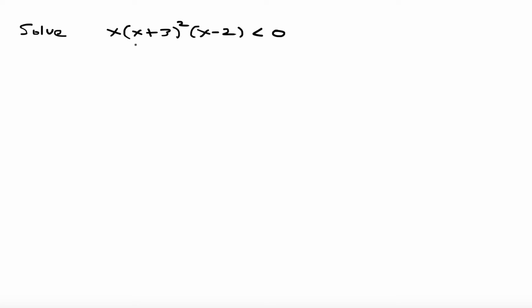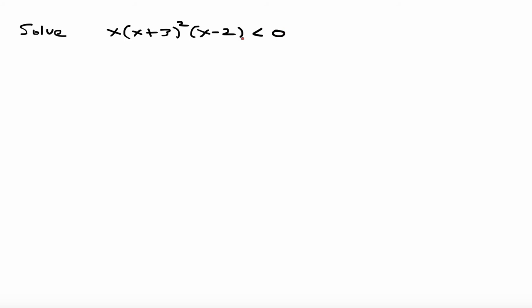All right, so we want to solve this polynomial inequality now, right? x times (x plus 3) quantity squared times (x minus 2) less than 0. So what does this mean? Remember, this is the actual function, right? If you plug in the x values, the answer is the y value. So we are trying to figure out what are the values of x so that the y values are negative in this case, because that's what less than 0 means.